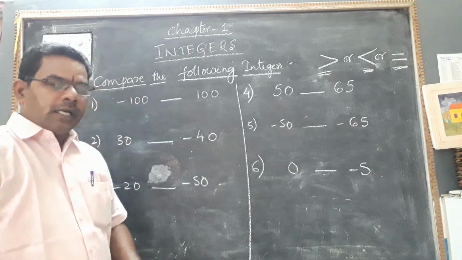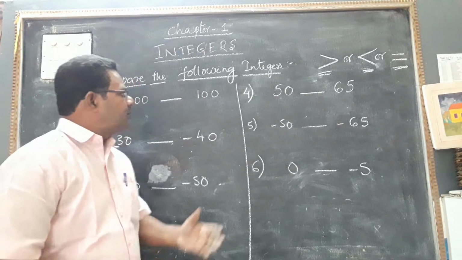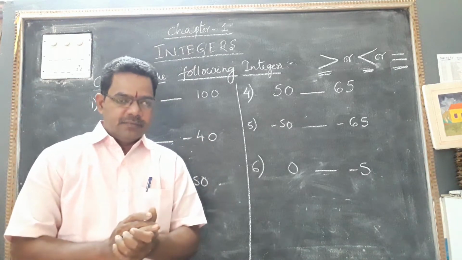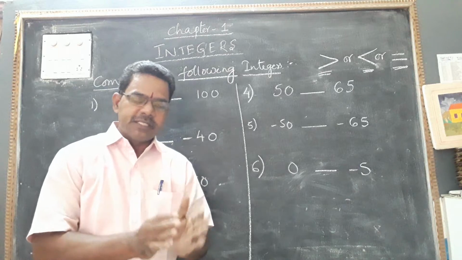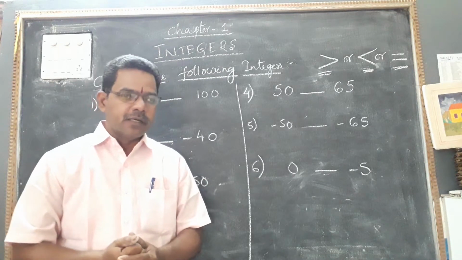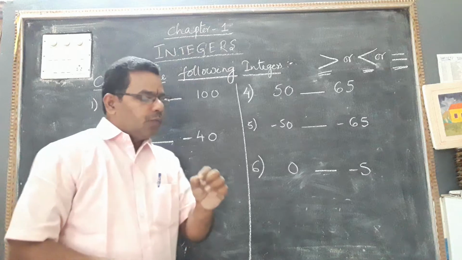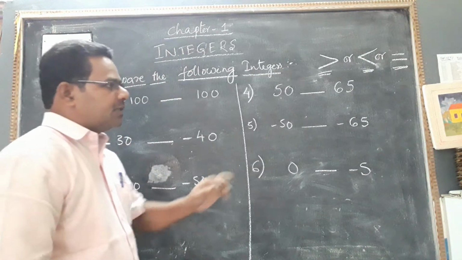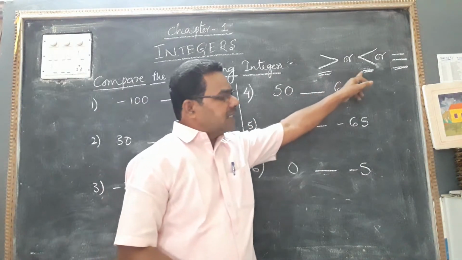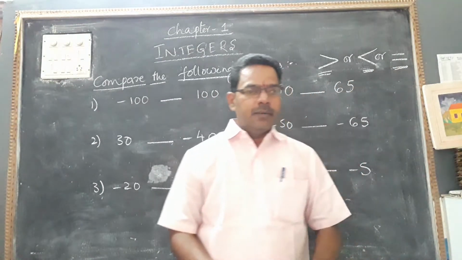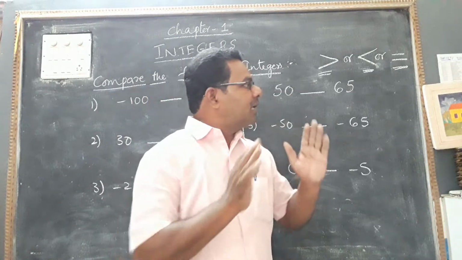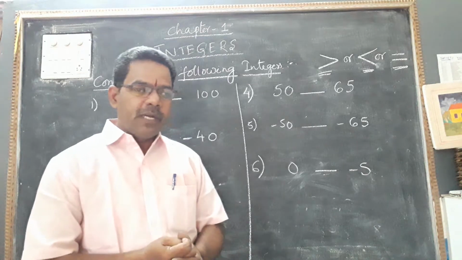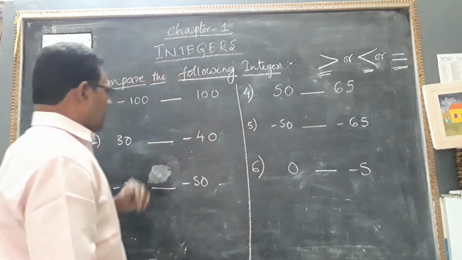Yes, children. In the previous video, we discussed integers and their comparisons. That means writing the integers in ascending order as well as in descending order. But here we are going to compare any two integers by using the symbols greater than, less than, or the equality symbol. When to use greater than, when to use less than, when to use equality, we shall check now.